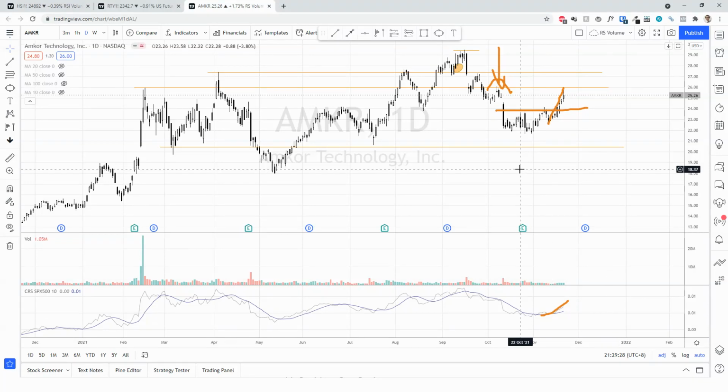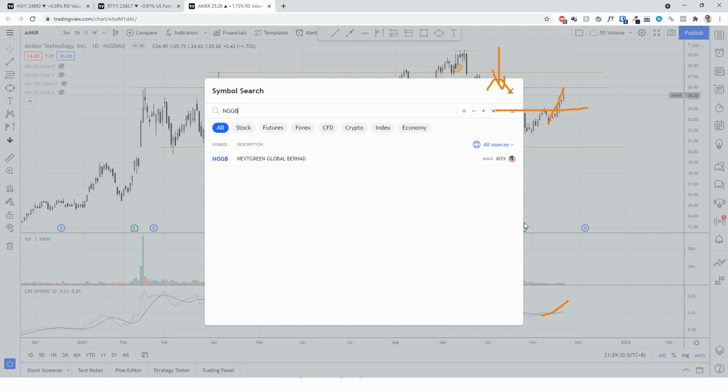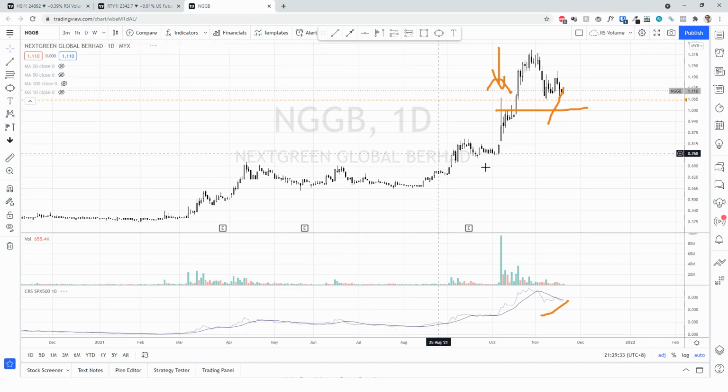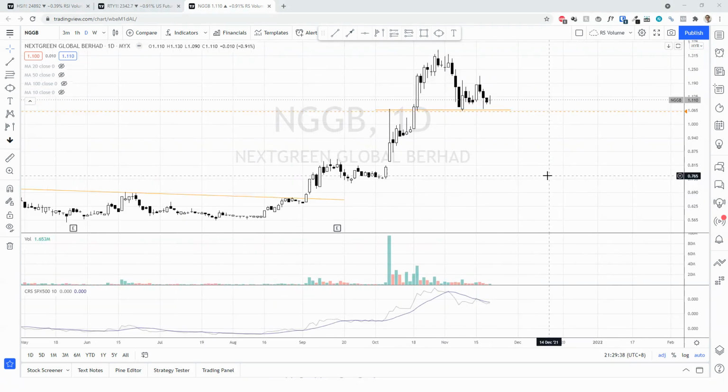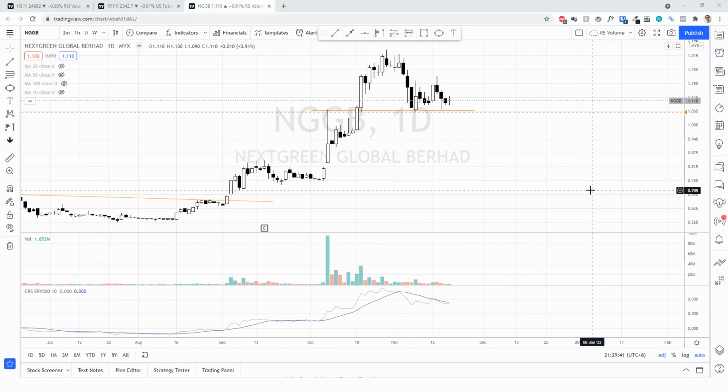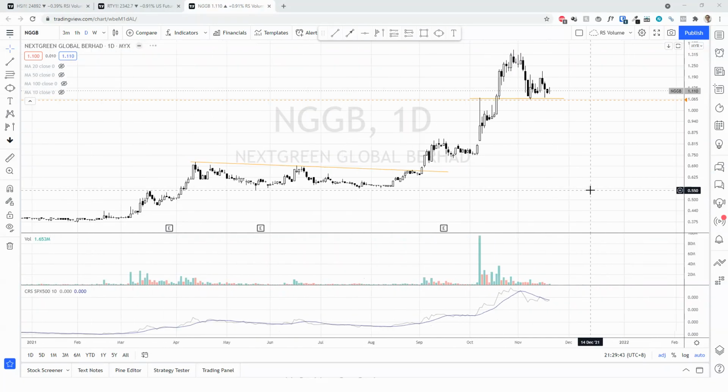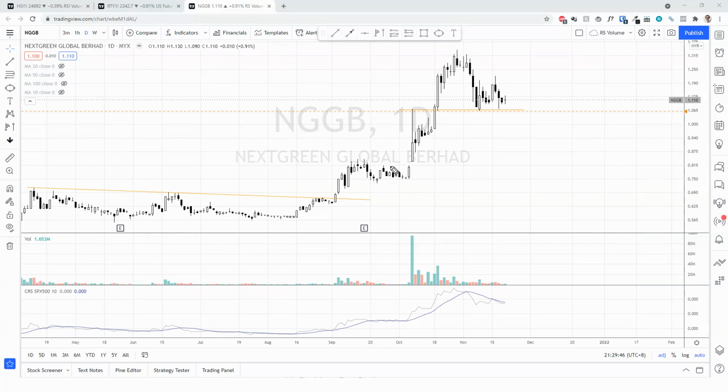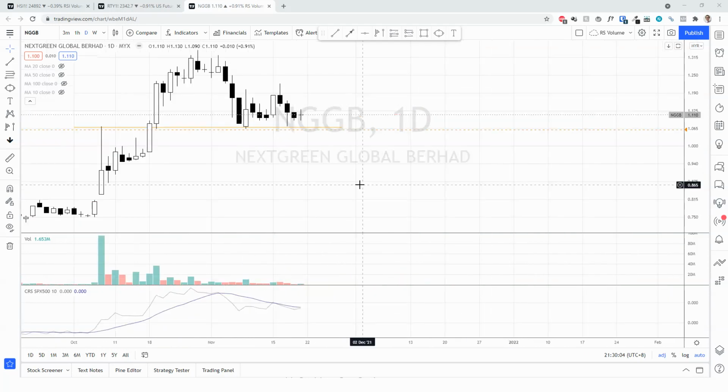I think I did mention NGGB. For some reason I did not put it in my watch list in TradingView. Okay, and NGGB is another speculative stock. So what I like about NGGB is the speculative nature. Look at this. There's a ton of aggressive volume coming in, while the reaction here has very low volume. So you can see that the volume is quite low. Let me zoom in so that you can get a closer look here.